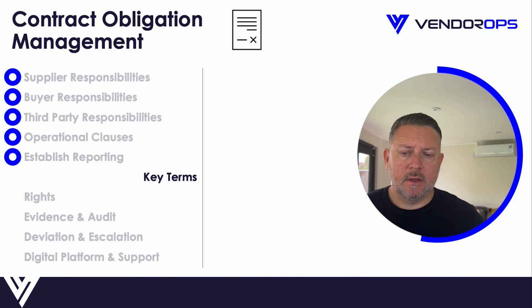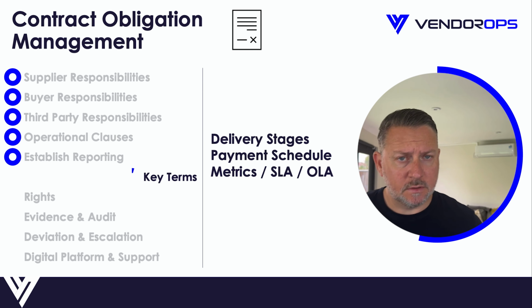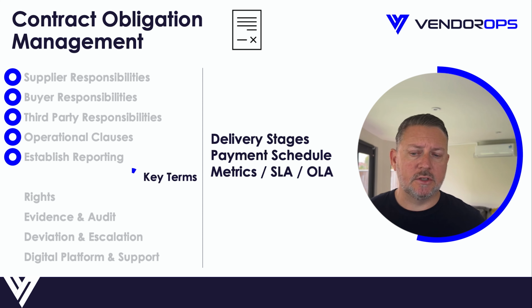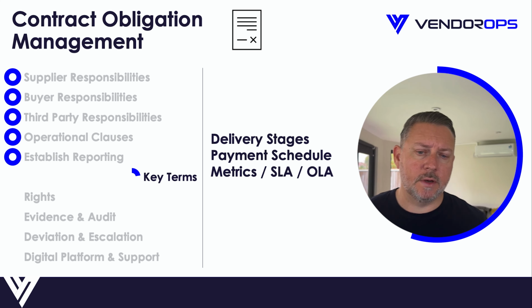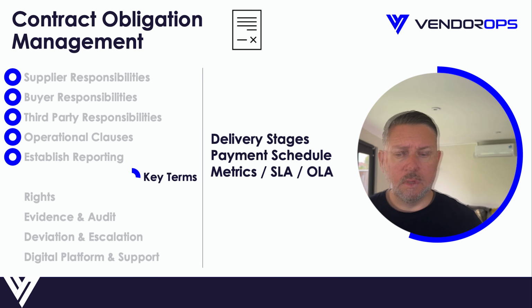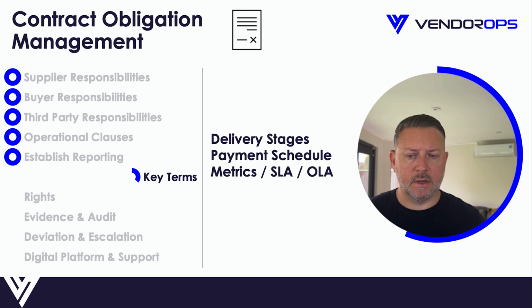Key terms need to come out, as we've mentioned before. So the key terms, as I've already touched upon, delivery stages. What are the stages of that obligation? If it's a schedule, what are the payment schedules or the payment breaks of when a supplier can ask for a payment, or minimum commits, etc. They all need to be extracted out and known as part of these obligations and when delivering.